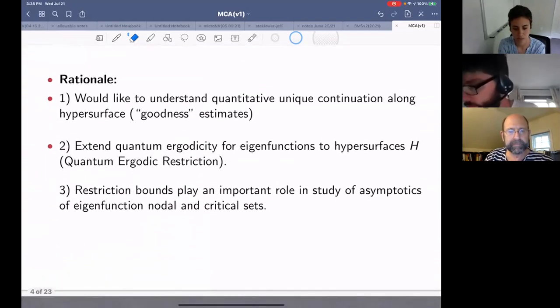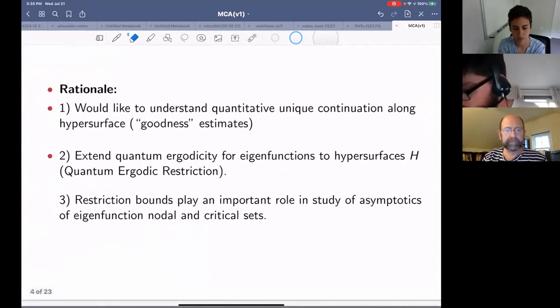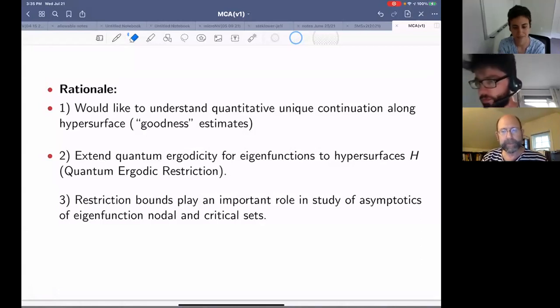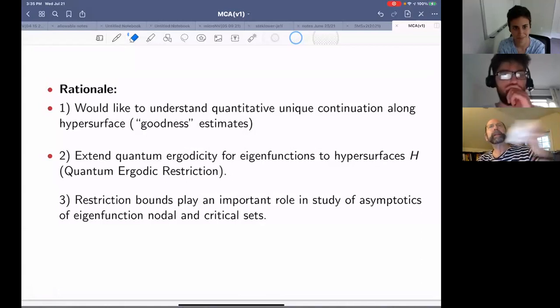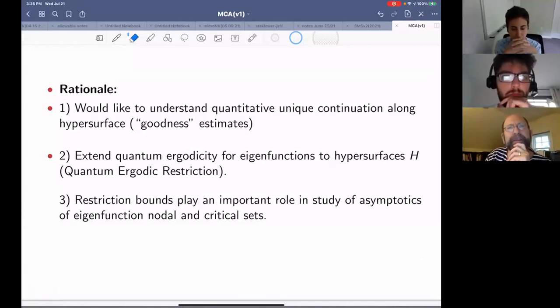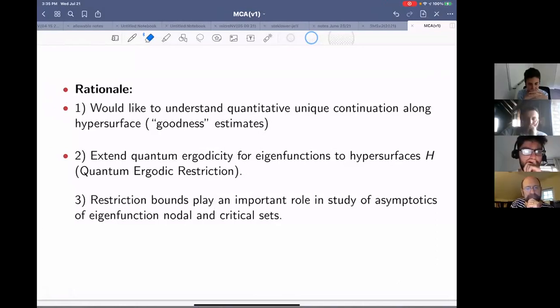So why do we want to do this? Well, I sort of think of it this way. One issue is to understand quantitative unique continuation along hypersurfaces. This is what we call goodness estimates with Zelditch. I'll talk a little bit about that in a minute. It is the issue of whether or not we can extend the ambient quantitative unique continuation that you get from Carleman estimates to restrictions to the hypersurface. That's a rather interesting and challenging problem.